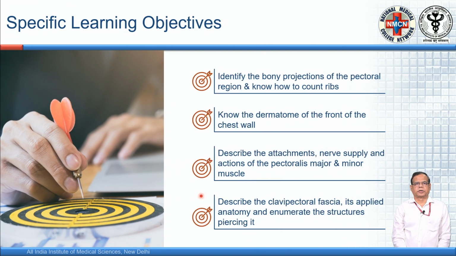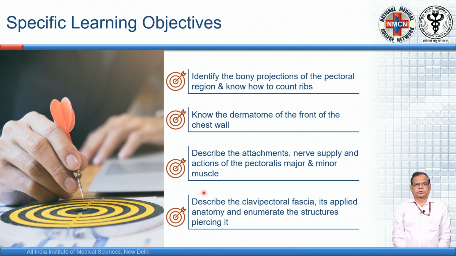The specific learning objectives. At the end of the session, a student should be able to identify the bony prominences of the pectoral region and should know how to count the ribs. A student should know the dermatome of the front of the chest wall. A student should be able to describe the attachments, nerve supply and actions of the pectoralis major and minor muscles. The student should describe the clavipectoral fascia, its applied anatomy and enumerate the structures piercing it.